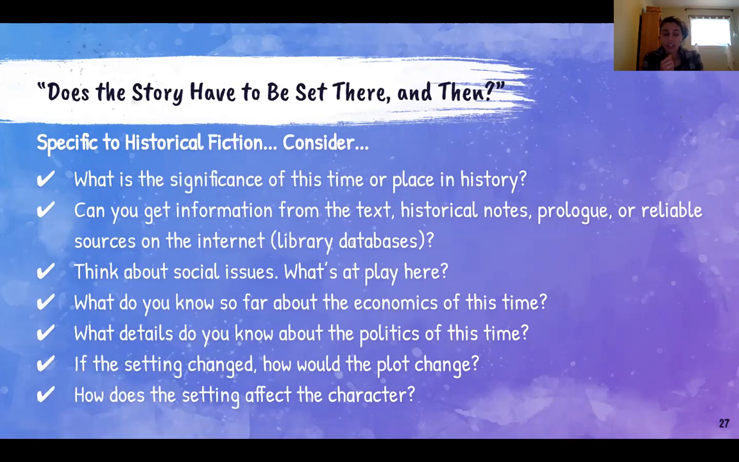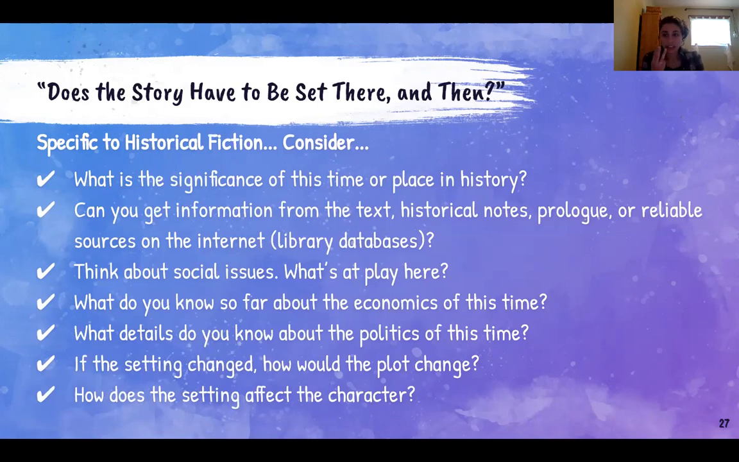Is there information that the author has provided for you in the historical notes in the text, maybe at the beginning or the end or in a prologue, or that you could look up online, maybe in the library's database, to get a better understanding of this time period so that you understand what's happening in the story and what the different tensions are that come into play?